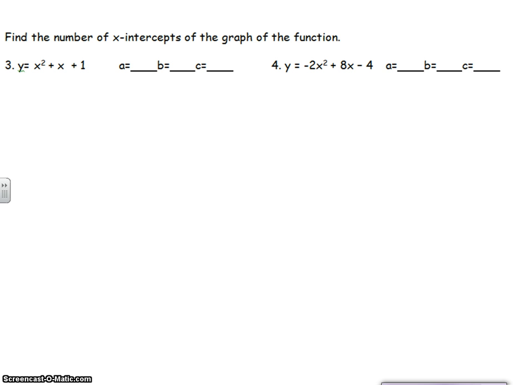Number 3. We're going to find the number of x-intercepts. All we did here is we went ahead and changed the language that we are using, but we're still doing the same thing. We're still using the discriminant to determine our number of zeros. So we'll have that A, B, and C for this number 3 is all going to be equal to 1.